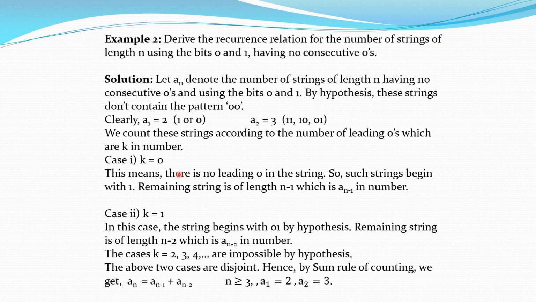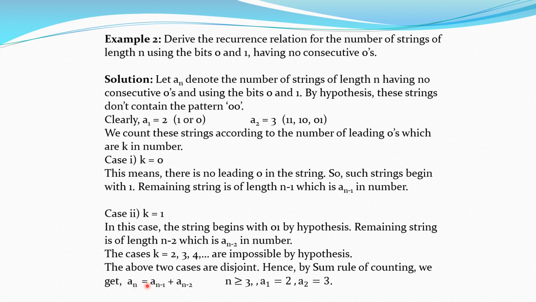Now here, in the first case all the strings are starting with 1, and in the second case all the strings are starting with 0, 1. So nothing is common. So how many total ways are there of forming a string of length n satisfying the given conditions? By the sum rule or addition principle, the answer is a_n equal to a_(n minus 1) plus a_(n minus 2). Again, if you observe here, a_n depends on the previous two terms. So from the third term onwards, we can find all the terms if the first and second terms are given.